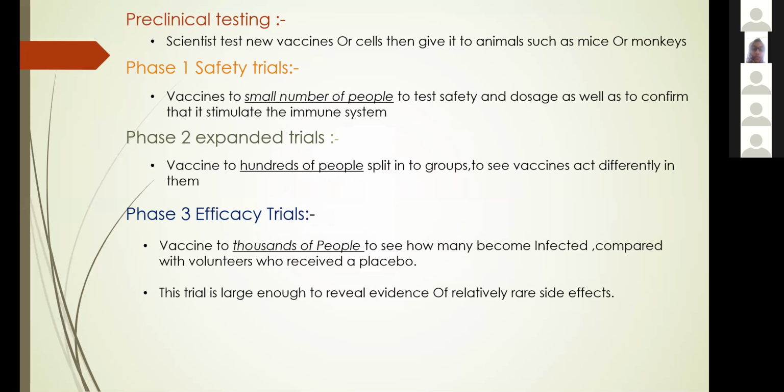First one is preclinical testing. Scientists test new vaccines on cells, then give them to animals such as mice or monkeys. Phase 1 safety trials: vaccines to a small number of people to test safety and dosage as well as to confirm that it stimulates the immune system. Phase 2 expanded trials: vaccine to hundreds of people split into groups to see if the vaccines act differently in them. Next, phase 3 efficacy trials: vaccine to thousands of people to see how many become infected compared with volunteers who received a placebo. This trial is large enough to reveal evidence of relatively rare side effects.